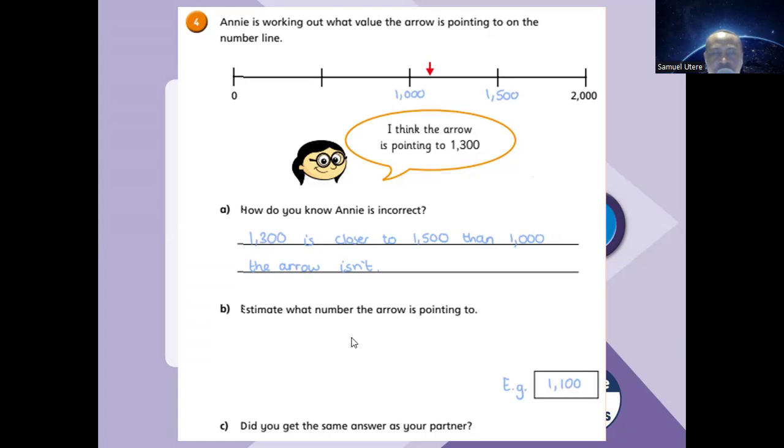And then estimate what number the arrow is pointing to. That number could be 1,100. Okay? All right, let's move on.